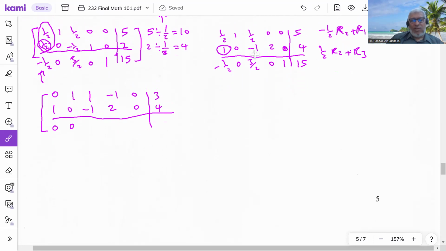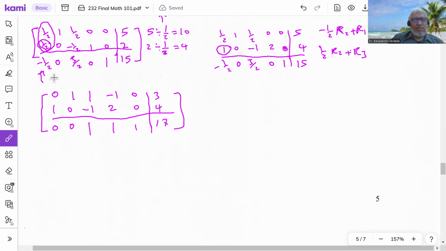Half times minus 1 is negative half plus 3 over 2, 1. Half times 2 is 1 plus 0. Half times 4 is 2 plus 15 is 17. And now in this matrix, I do not have any negative number in the objective row. So that's the final simplex matrix.